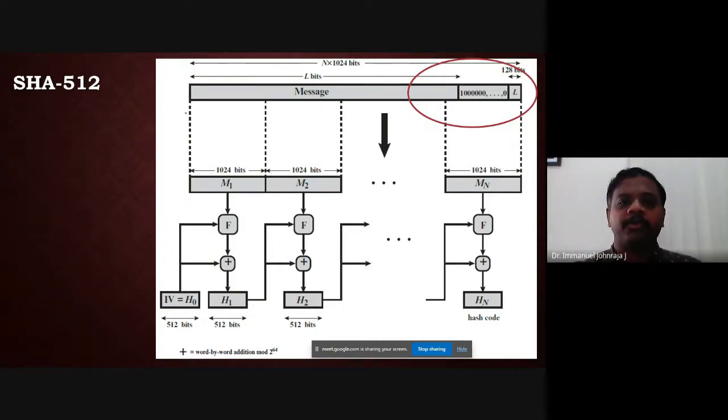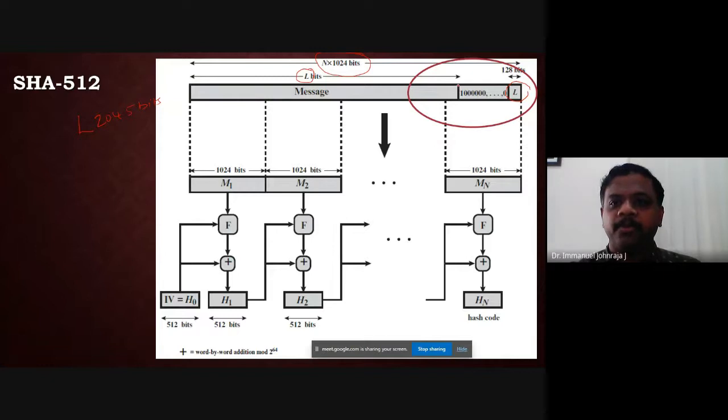What happens? You have your original message. We'll assume that the message is L bits. Why is it L? There is an L here, and these two have a correlation. So the original message, which is L bits, maybe 2045 bits, some size. This original message is taken and converted into blocks of 1024 bits. So it could be 5 blocks or 10 blocks or 25 blocks depending on the size of the input message. How are they converted? We are going to see in the subsequent slides.